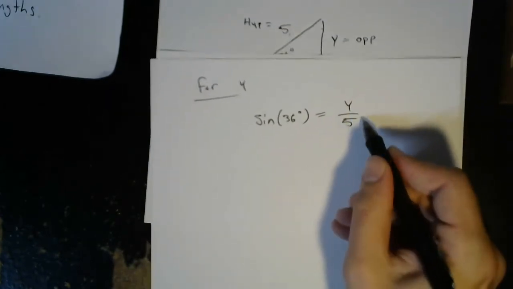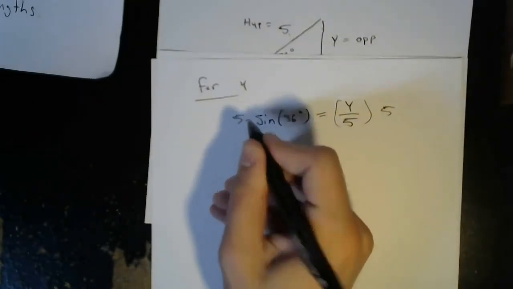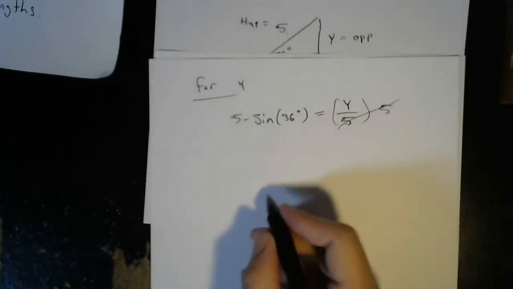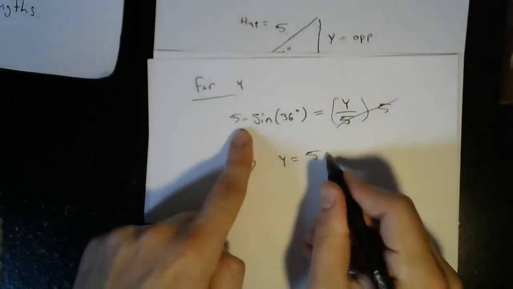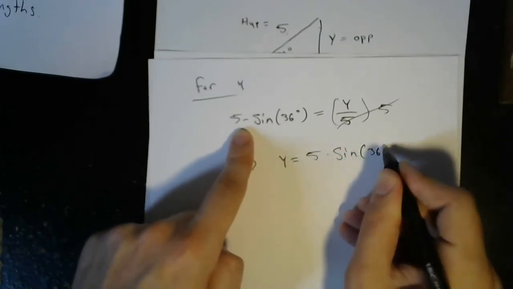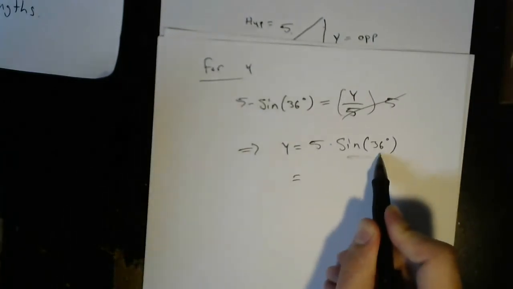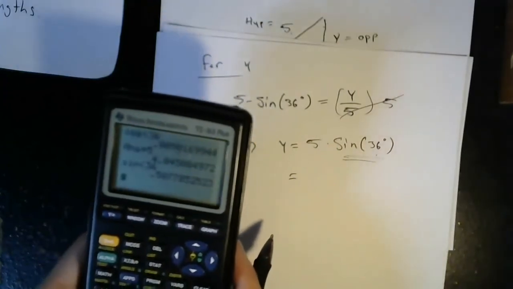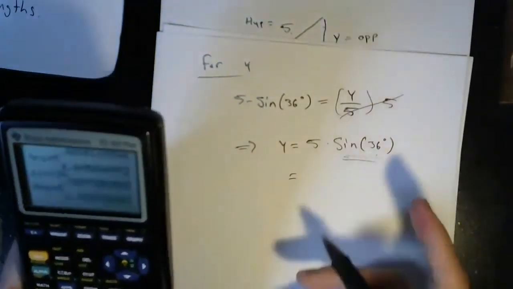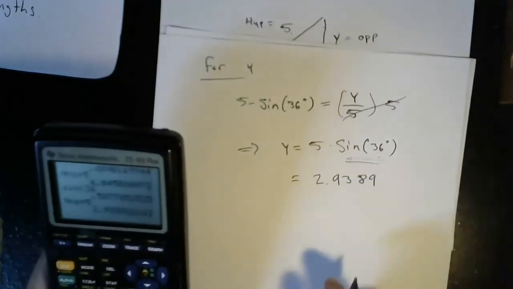Solve for Y. We want to get rid of this 5 on the bottom, so we multiply both sides by 5. 5's cancel. And so we get Y by itself is equal to 5 times sine 36 degrees. And again, a specific number here means that this whole thing is a number. Sine of 36 degrees is 0.5877, times 5, and we get that this is approximately 2.9389.